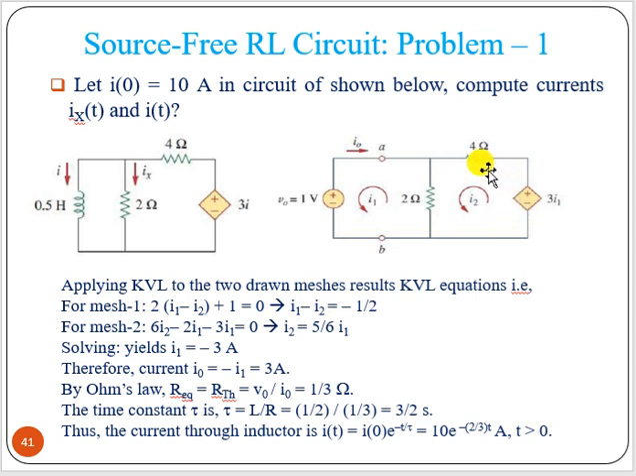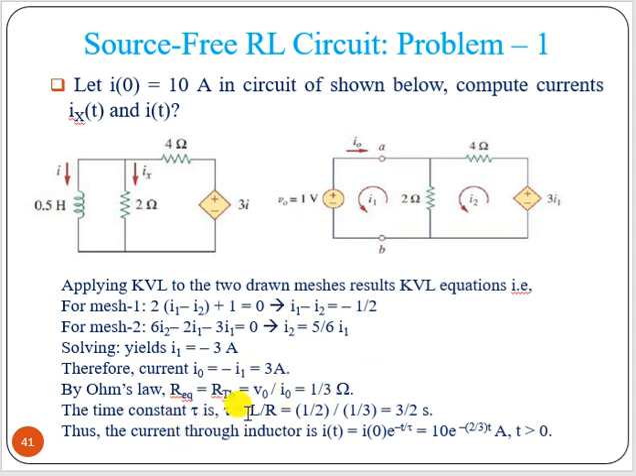For mesh 2, we have minus 3I1 minus 2 into I2 minus I1 and minus 4I2. So 4 and 2, it will be 6I2 minus 2I1. From here we get I2 in terms of I1. We put it in the first equation and get the I1 value. Now I1 is minus 3 ampere, so I0 is minus of that. So I0 is 3 ampere. So RTH is nothing but 1 by 3 ohm.